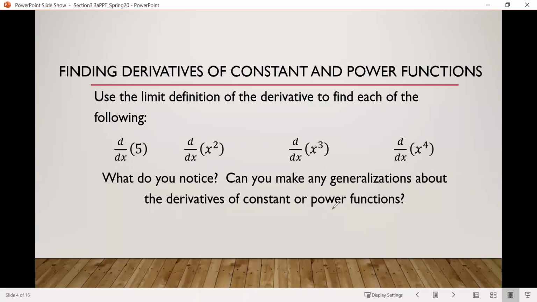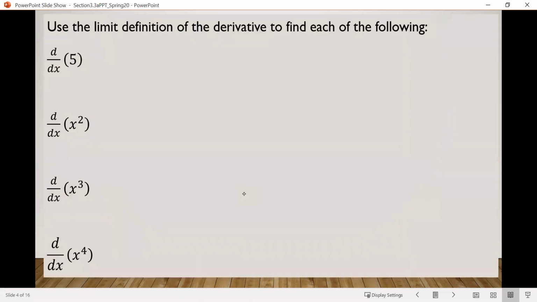We're going to take the derivatives of these four functions, and there are some prompting questions for us. What do we notice? And can we make any generalizations about the derivatives of constant or power functions? Let's do this now, and remember, in each of these we're using the limit definition. I'm going to write it down and then erase it, just to remind us.